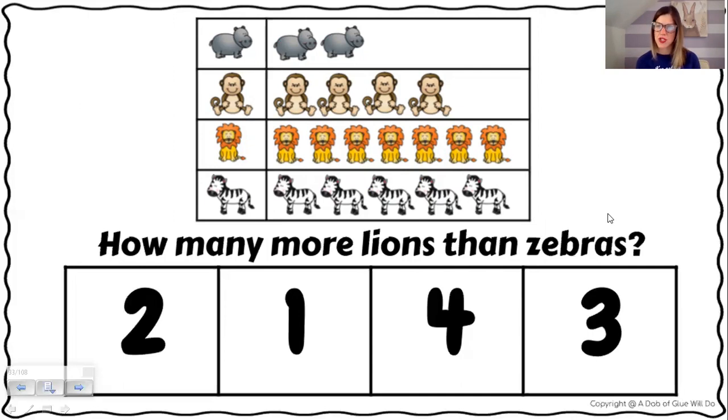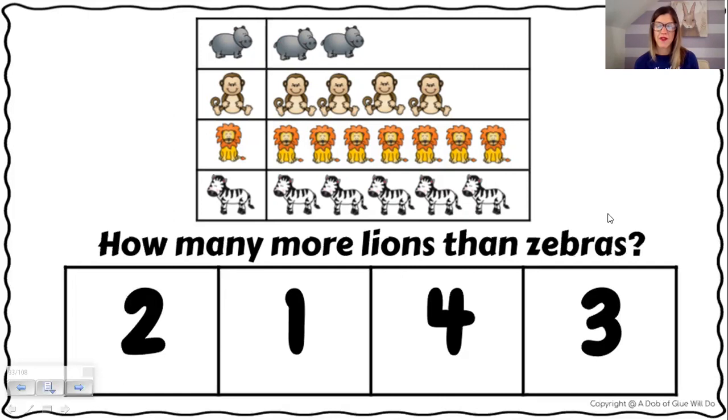Okay, so with that kind of question, you're going to count the lions first. And I see 1, 2, 3, 4, 5, 6, 7. 7 lions. And then you're going to count the zebras. There are 1, 2, 3, 4, 5. So if you're trying to find out how many more lions there are, you're subtracting. You would start with the number 7 and you would take away 5. And you would find out how many extra lions there are than zebras. 7 minus 5. Do you know that answer?